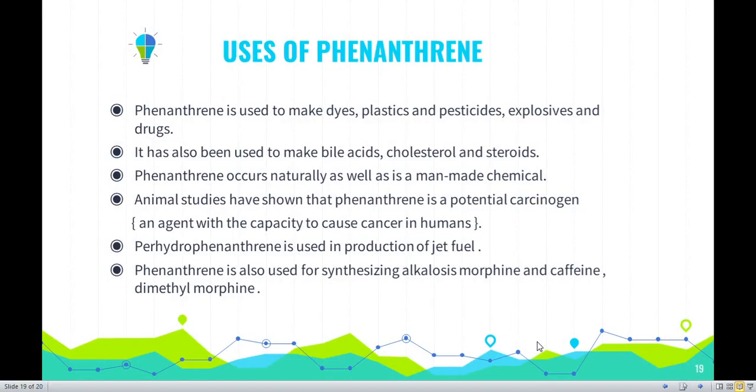Now, uses of phenanthrene. Phenanthrene is used to make dyes, plastics, less toxic pesticides, smokeless powder, explosives, and drugs. It has been used to make bile acids, cholesterol, and steroids. Phenanthrene occurs naturally as well as a man-made chemical. Animal studies have shown that phenanthrene is a potential carcinogen. A carcinogen is an agent with the capacity to cause cancer in humans.